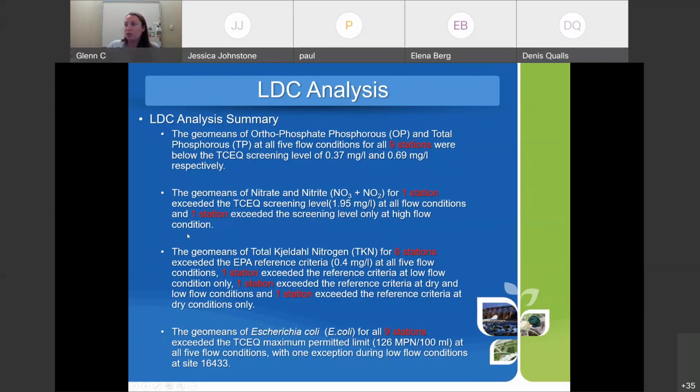The geomeans of total Kjeldahl nitrogen, or TKN, for 6 stations exceeded the EPA reference criteria of 0.4 milligrams per liter at all 5 flow conditions. One station exceeded the criteria at low flow, one station exceeded at dry and low flow, and one station exceeded at dry conditions only. So the geomeans of E. coli for all 9 stations exceeded the maximum permitted limit, 126 most probable number per 100 milliliters of water, at all 5 flow conditions, with one exception during low flow conditions. And I can show you the site, 16433. I have a map up here soon.